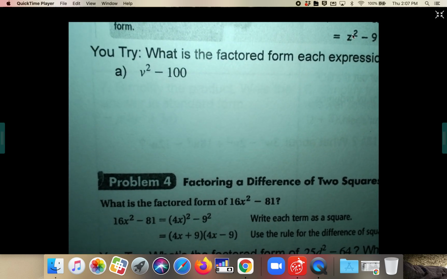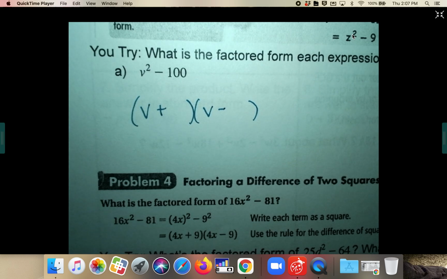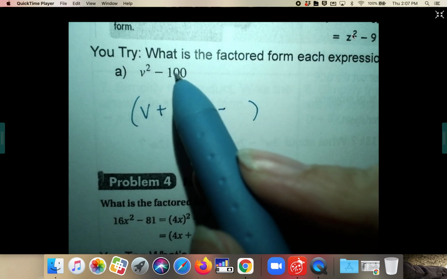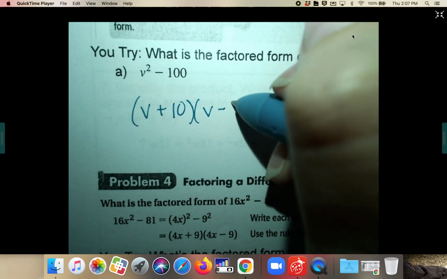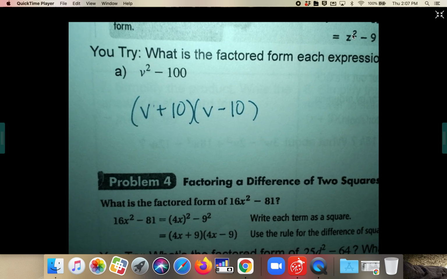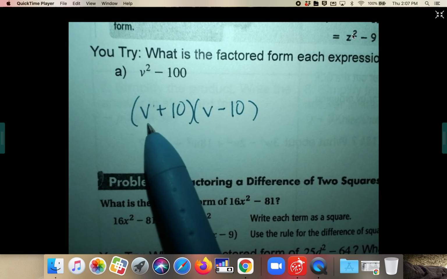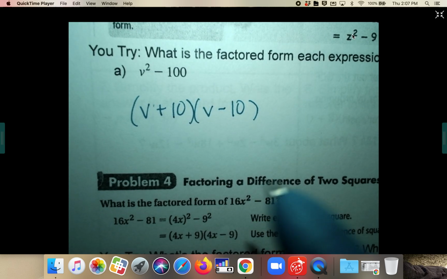Here we go, v squared minus 100. If the middle term dropped out, it meant we had a v plus something and a v minus something because they were opposites. And the number that's the square root of 100 is 10. So it must have been v minus 10 and v plus 10 that canceled each other out, and it left v squared for the first and negative 100 for the last.